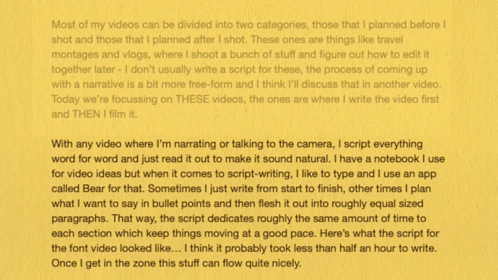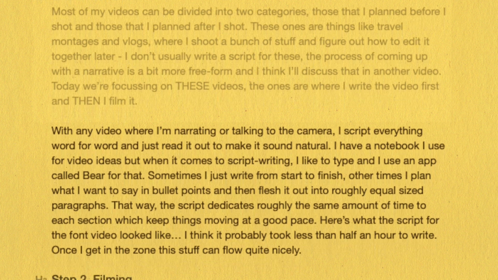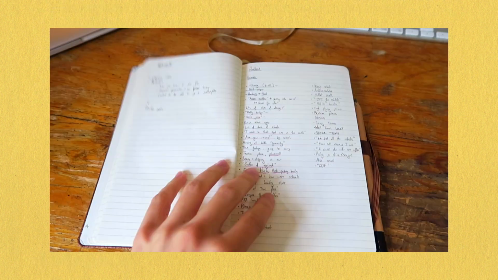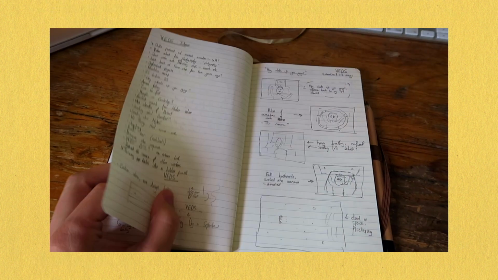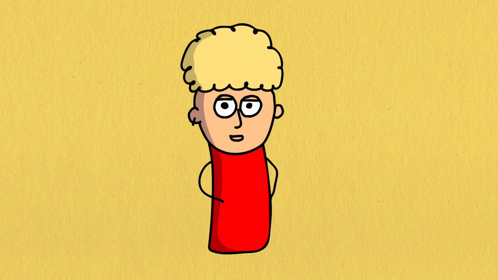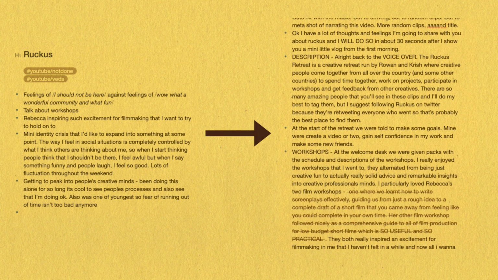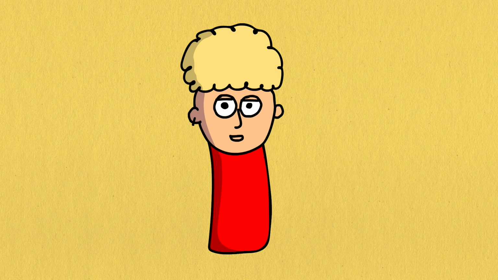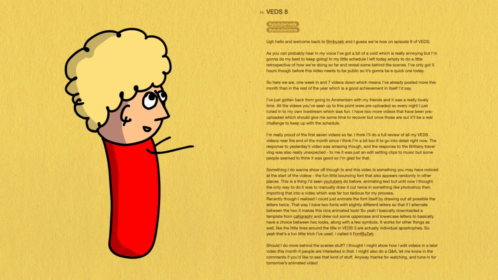With any video where I'm narrating or talking to a camera, I script everything word for word and then read it out trying to make it sound natural. I have a notebook that I use for video ideas, but when it comes to script writing I like to type. And for that I use this note-taking app called Bear. Sometimes I just write from start to finish, other times I plan what I want to say in bullet points and then flesh it out into roughly equal-sized paragraphs. That way the script dedicates roughly the same amount of time for each section, which keeps things moving at a good pace. Here's what the script for the font video looked like.